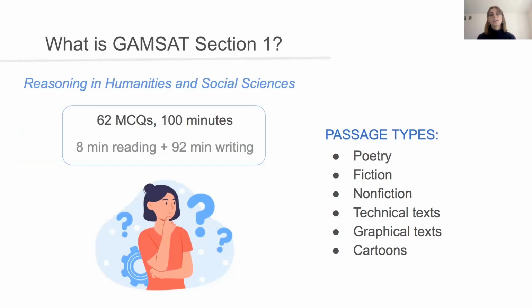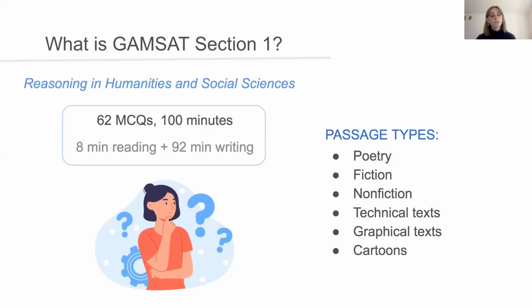Now, the purpose of this section is to test our understanding of the meaning of a passage and the impact of the context, and also our ability to sift through the unnecessary information that there may be in the passage. So these are important skills in healthcare. They allow us to pick out the key parts of a patient's story to help us treat them, and also to see the bigger picture, so the psychological, social, and biological factors that will influence a patient's recovery.